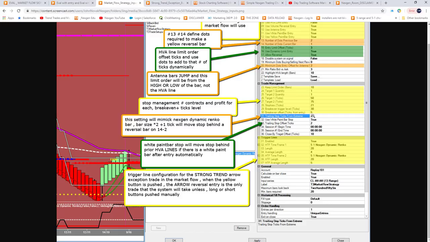And then the other thing that you'll see in all of our trend trade videos is trailing the stop behind a white paint bar and minimizing your risk. That now too is automated for you in the strategy. So if you're in a long trade and you get a white paint bar up with green dots, it'll trail the stop for you and minimize your risk for you even further.